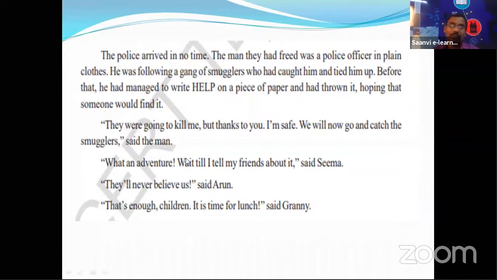So this is a great adventure in which two small kids saved the life of a policeman who was tied up by the smugglers. So in your life, whenever you are facing such troubles, you will have to face them with braveness. You must be courageous to face your bad situations. Okay. So here, two small kids saved the life of a policeman and they helped the policeman to catch the smugglers as well. If they had not arrived on time, what would have happened? The smugglers might have killed the policeman.